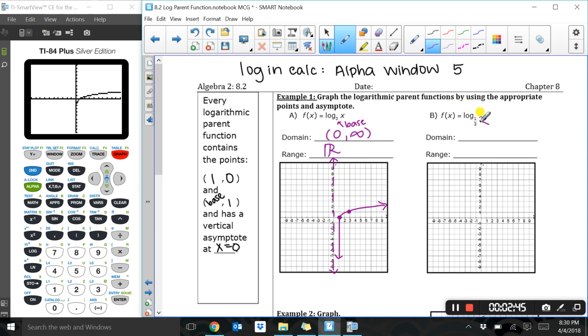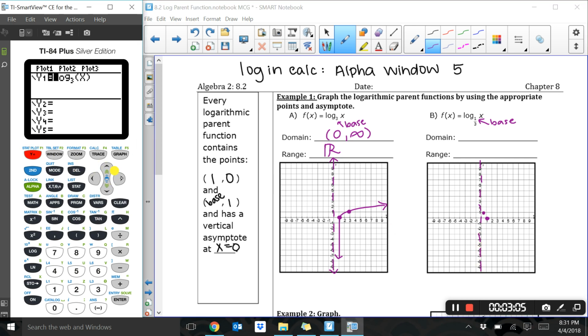So if I graph this one, my base this time is 1/3. So I know I'm going to have the point 1, 0, but then I'm also going to have the point 1/3 comma 1. And I've got an asymptote right here. If you want to go to your calculator and see what this one's going to look like, instead of a 3, you can just do 1 divided by 3 and hit graph.